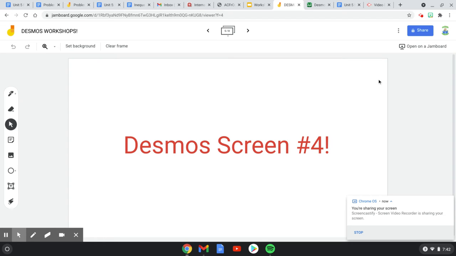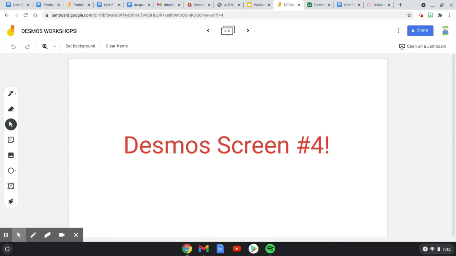So if you're confused about Desmos Screen 4, if you're stuck, this is where you should be. Screen 4 is the third problem in Desmos. If you have not yet tried to solve this using your notes on your own, pause this video, try to solve it first. But if you did that and you're still stuck, this is where you should be.